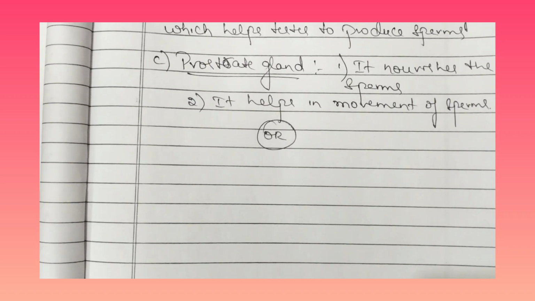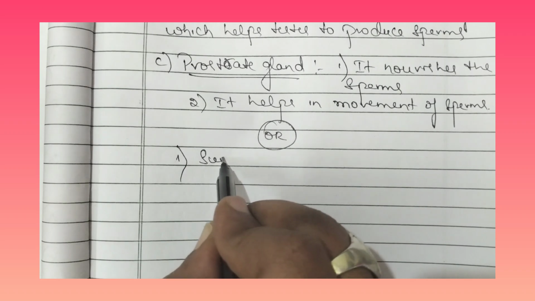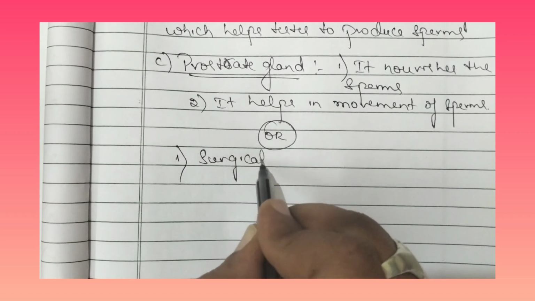Explain briefly 3 methods of contraception. The first method is surgical method.